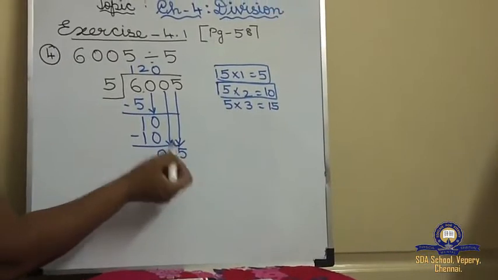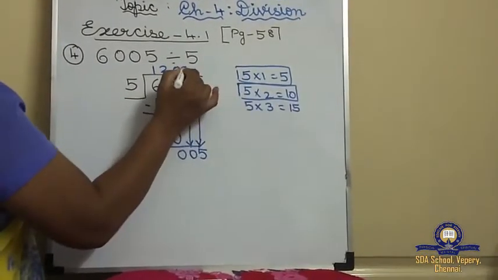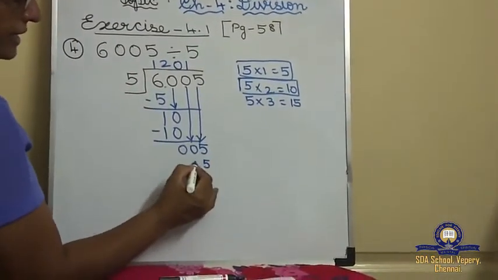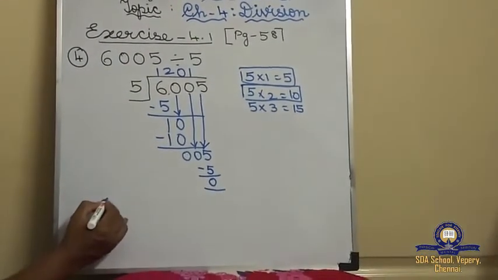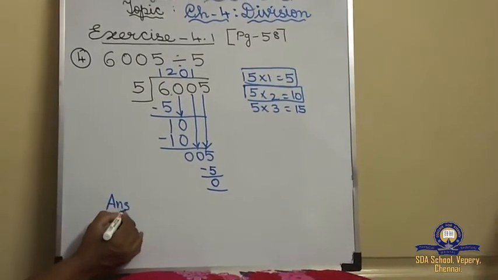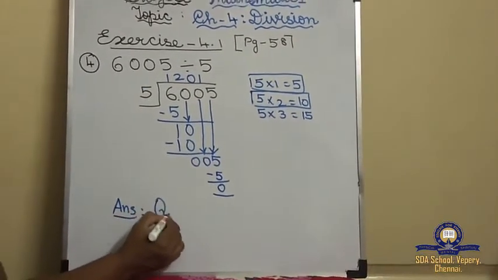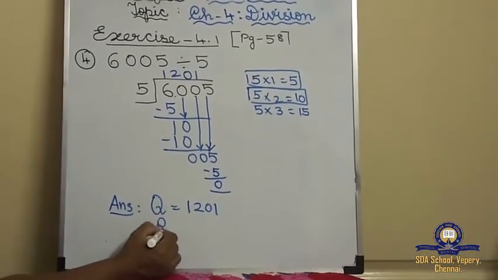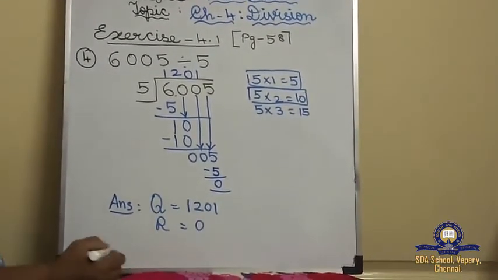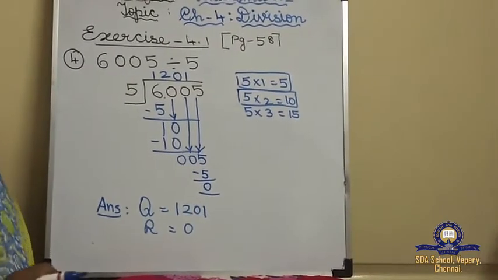Don't forget, okay? And now 5 goes. 5 1s are 5. So 5 minus 5, what is it, children? 0. So what's the answer? The quotient is 1201 and the remainder is 0. Okay, children?